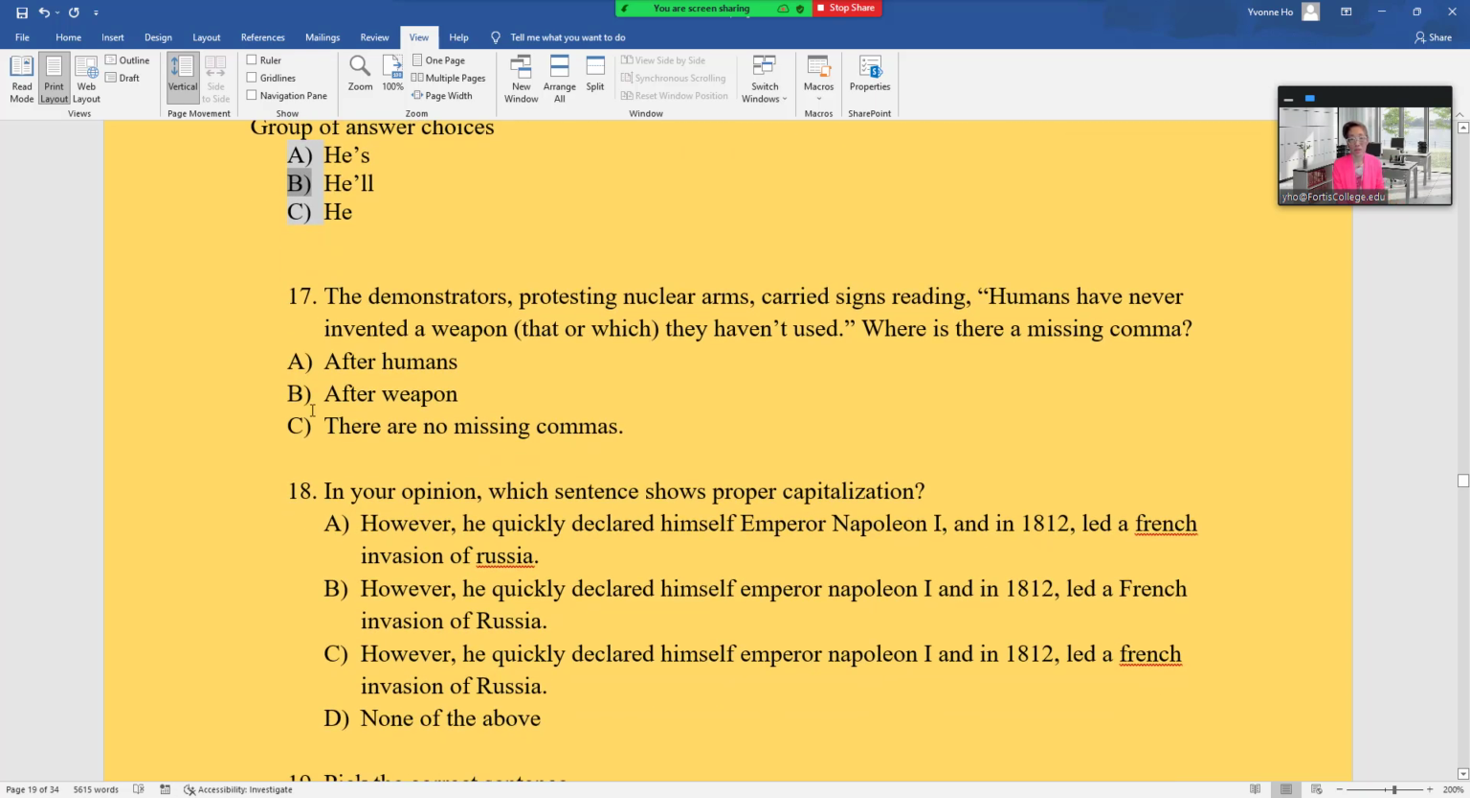The demonstrators protesting nuclear arms carried signs reading, "Humans have never invented a weapon, that which they haven't used." And so here, that they haven't used. Okay? So here, when the relative clause is at the end of a sentence, we have to have a comma here. So the comma is missing after the word weapons. Now it's correct. So the answer is B.